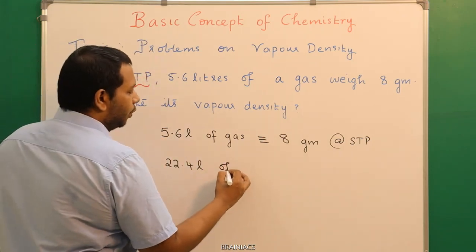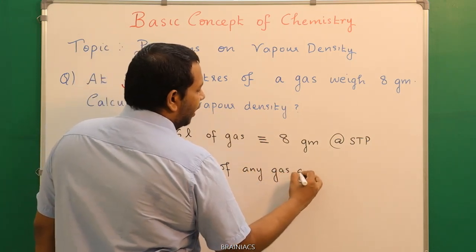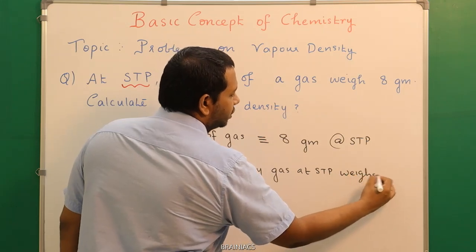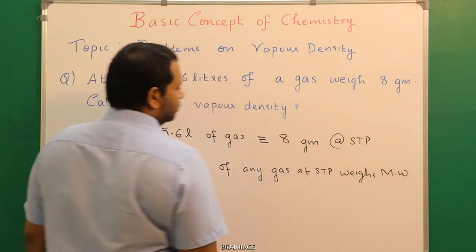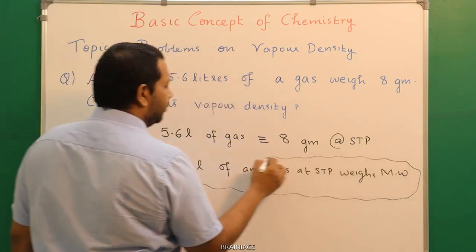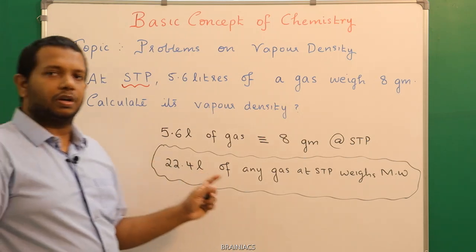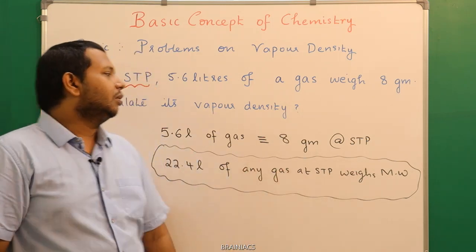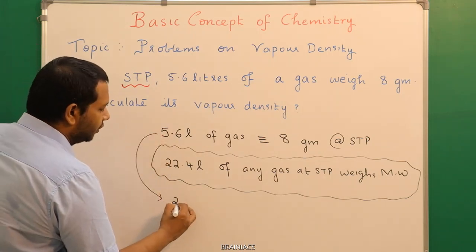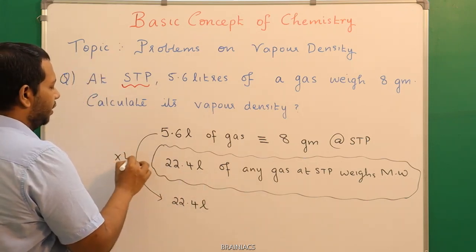I can say 22.4 liter of any gas at STP weighs its molecular weight. Okay, this is a golden statement. You should remember it every time. How it is arrived at, we are learning in our fundamentals. So 22.4 liters of any gas at STP weighs molecular weight. So I should convert this 5.6 to 22.4 liter. What should be done? I should multiply by 4.